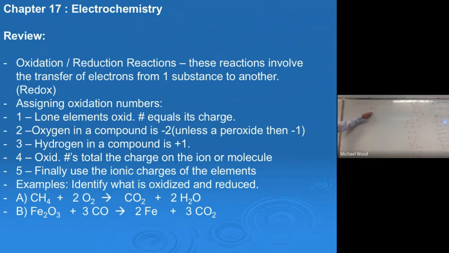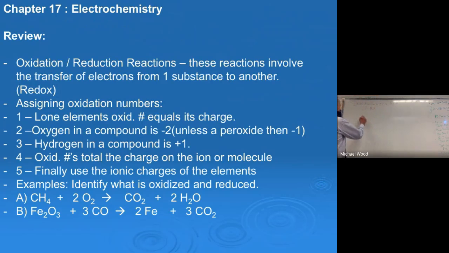But oil rig. David and Kyle over there, they're looking at me and going, that guy is a loser. Oxidation is loss. Reduction is gain. Okay, so in both these reactions, we're just going to figure out what's been oxidized and reduced.